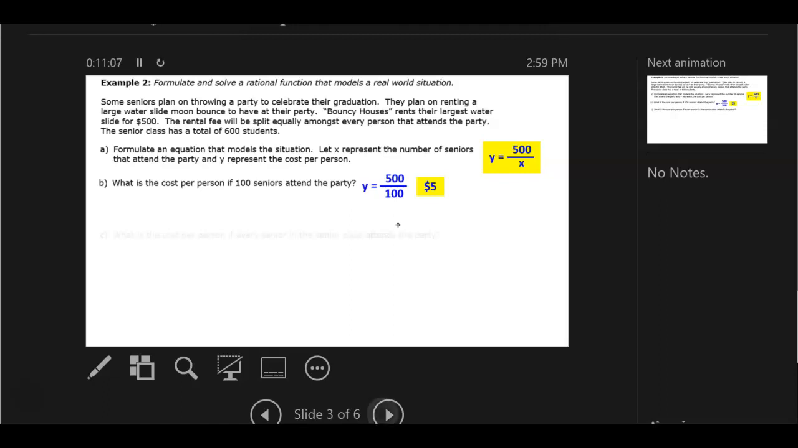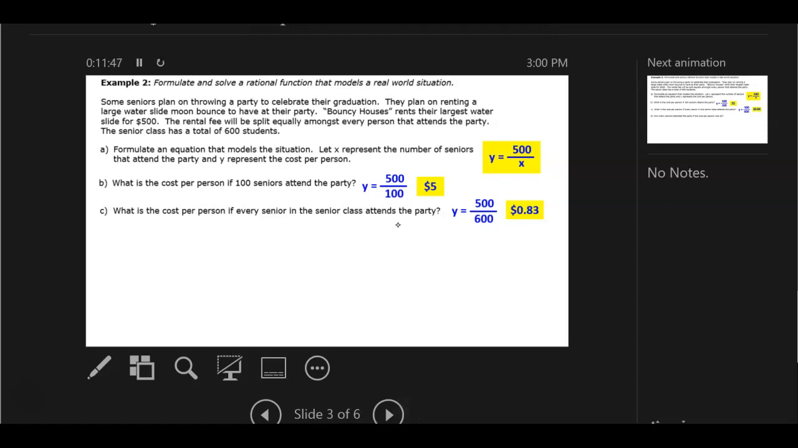Okay, now, letter C. What is the cost per person if every senior in the senior class attends this party? Now, how many seniors are there? 600, even though you're taking a quiz. So 600 goes on the bottom. So instead of 100 now, it's going to be 500 divided by 600. So if everyone shows up, you'll use a calculator, it's a decimal, but you get 83 cents. So everybody on letter C, do you understand why I put 600 on the bottom? That's the total number of seniors.